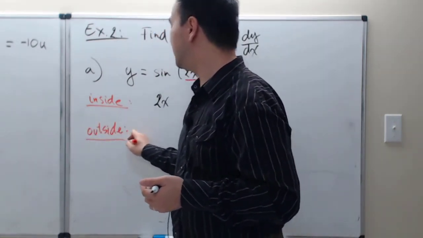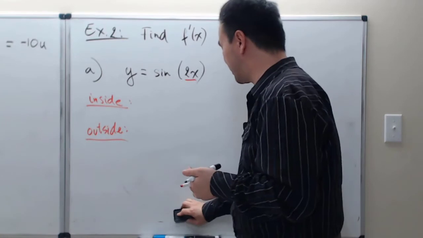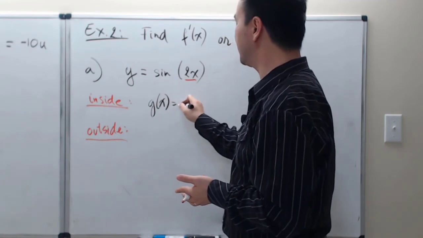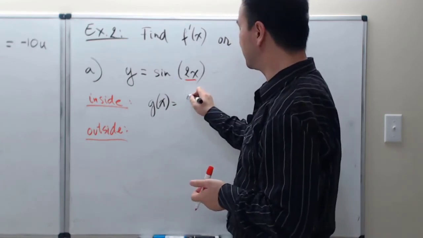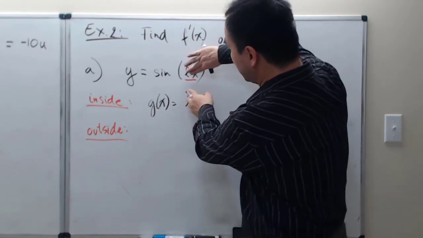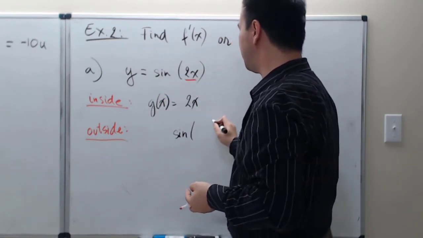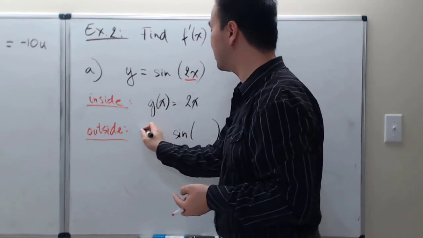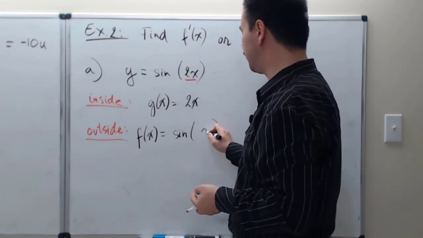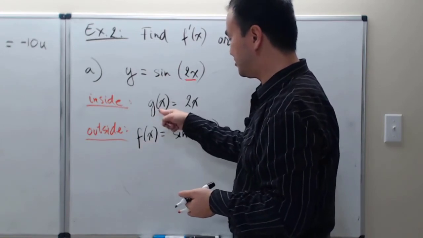I shouldn't let anyone get into bad habits, so how about my personal choice, I prefer to go with g of x as the inside function. So 2x is my inside. And my outside here: if we hide this 2x away, then sine is the outside function, sine of something. That something being hidden away, you can think of as some other variable x. So f of x is sine of x. So this whole function sine of 2x comes from f of g of x.